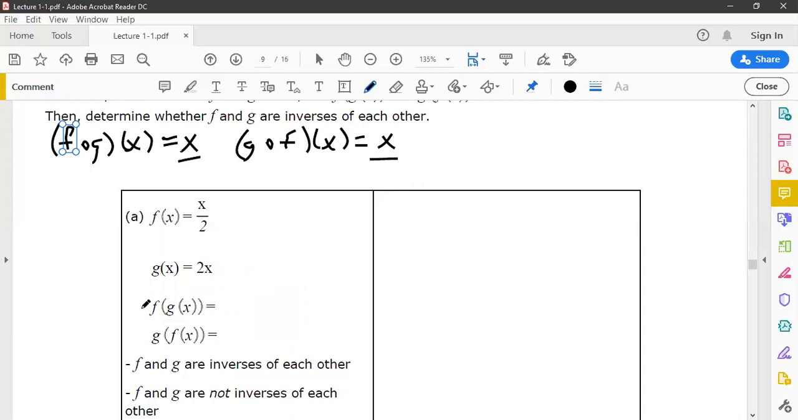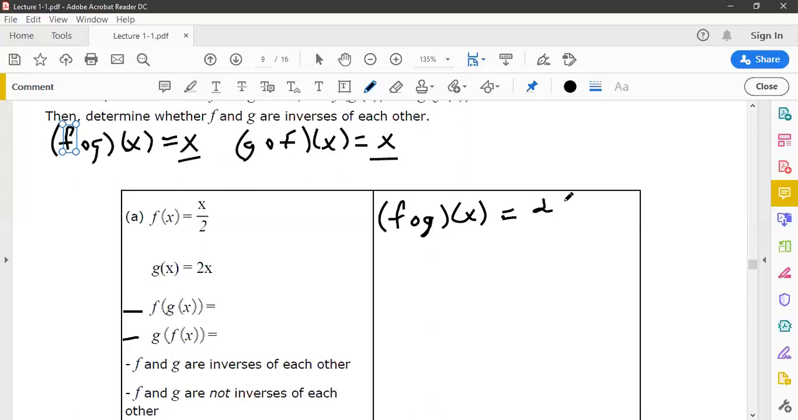And that's why in this problem, you see them wanting you to do these two problems. And remember the notation. It could be written with the parentheses, or it could be written with that circle separating them. So what we have to do is find f of g of x first. So g of x is 2x, and f of x is x over 2. So when we're finding f of g of x, remember, working right to left. I take the g function, which is 2x, and it replaces the x in the f function, I'm sorry.